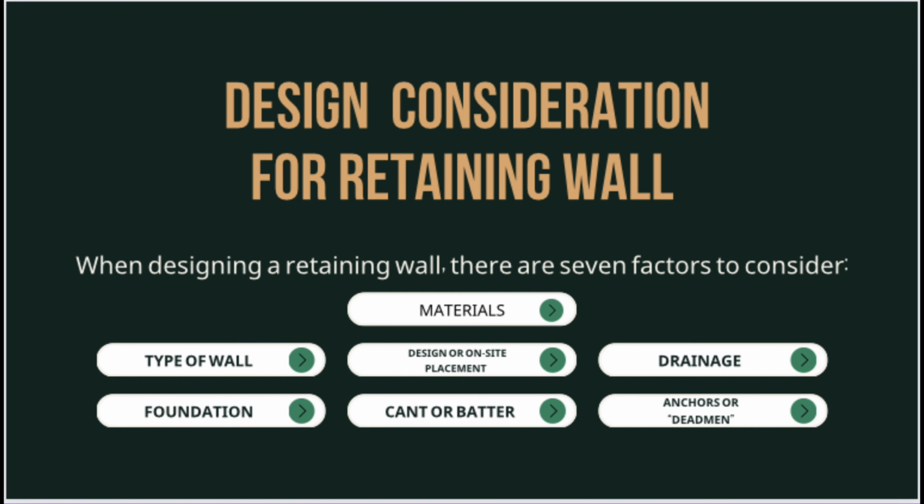Then second is the type of wall. The type of wall you choose depends on the place, guys. There are many types of wall, like concrete blocks, stone, brick or gabion. A gabion, guys, is like a wire screen filled with large stones, stacked up so that it becomes like a box.